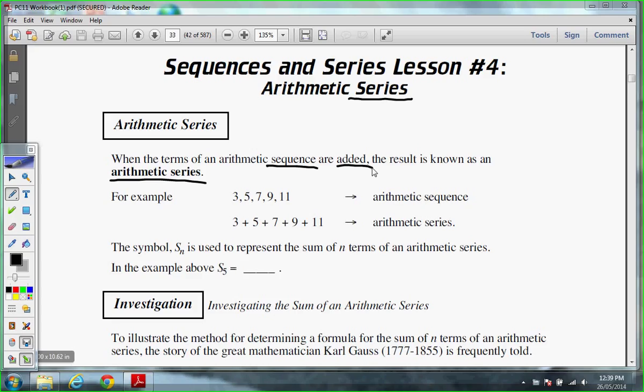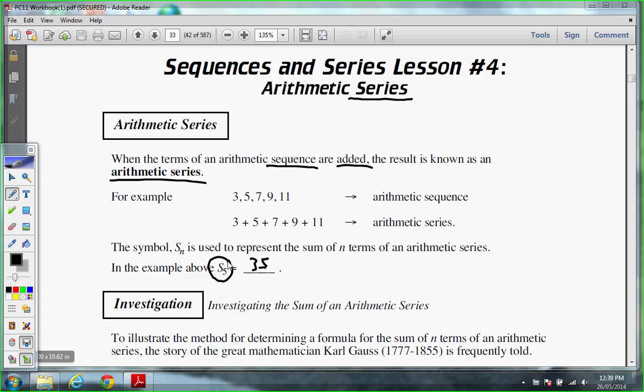Here's a sequence: 3, 5, 7, 9, 11. They want the series of that sequence, so they add that up. You get 8, 15, 24, you get 35. So the way you write that is series 5, big S sub 5, is 35.